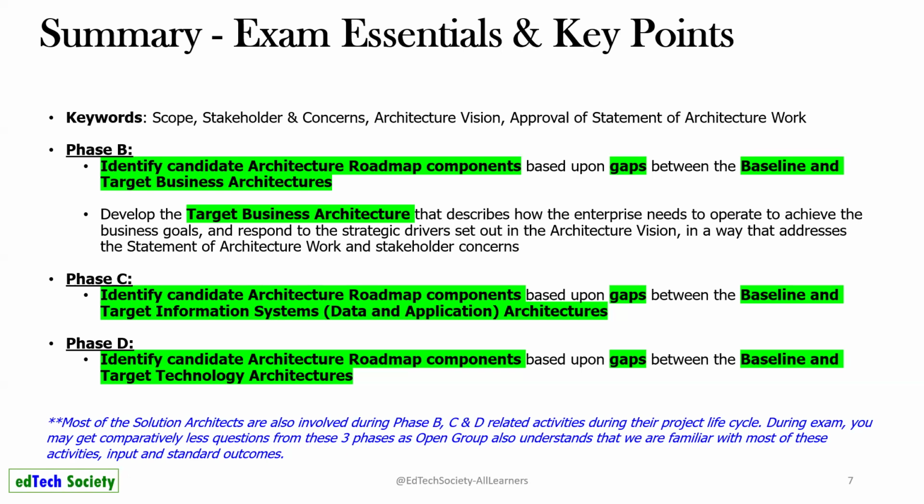And yes, that's a surprising fact, but it happens because Open Group also knows that normally we get involved and we are very comfortable with phases B, C, and D because we work on a regular basis on these areas, this particular architecture field, so we're comfortable. But normally the questions come from the other areas. I'm not saying that we don't get questions from phases B, C, D, but we get fewer questions compared to the other phases. So please do remember that.